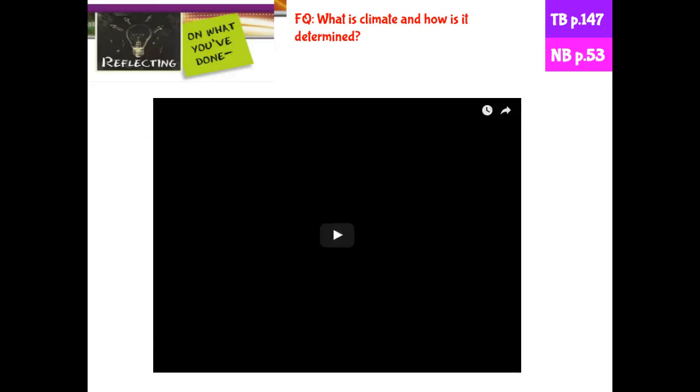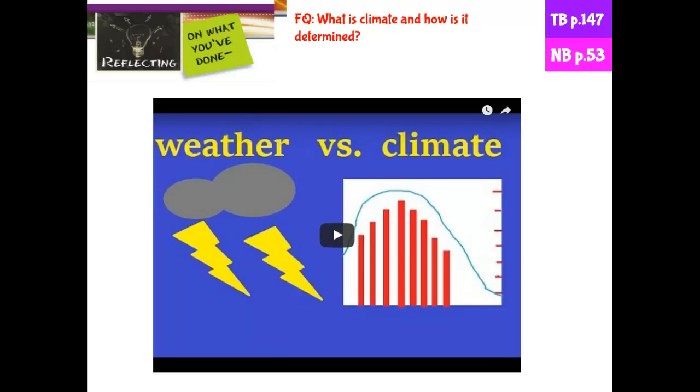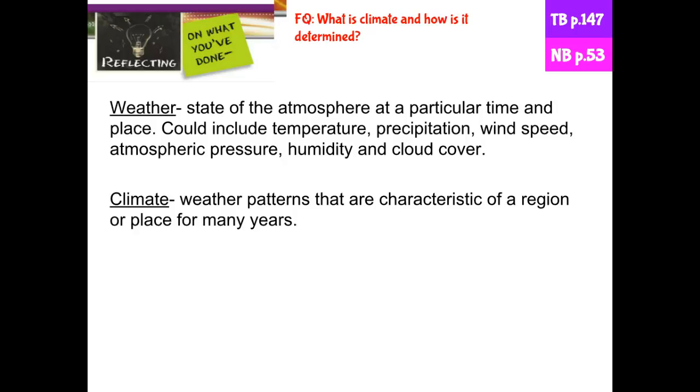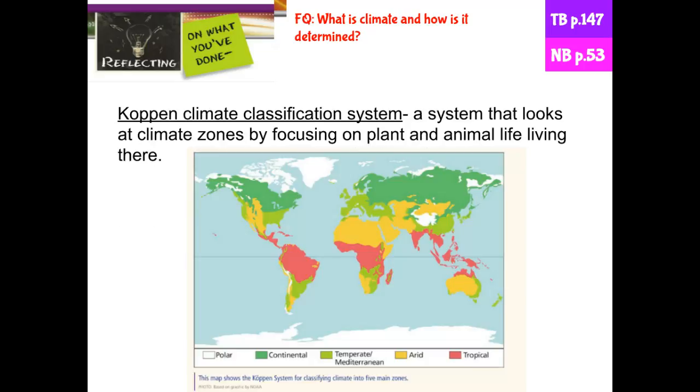Weather and climate, little video that you could watch on Google Classroom if you get time. Weather is the state of the atmosphere in a particular time and place. It can include temperature, precipitation, wind speed, atmospheric pressure, humidity, and cloud cover. Climate is the weather patterns that are characteristic of a region or place for many years. So weather is, if you looked outside your window right now, you could see exactly what it's doing. Climate is the average of that over a long period of time for a certain region.